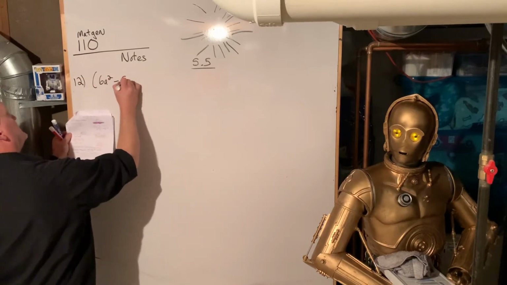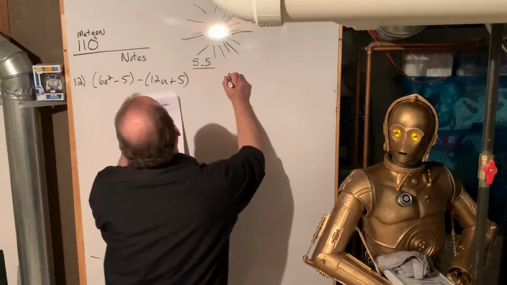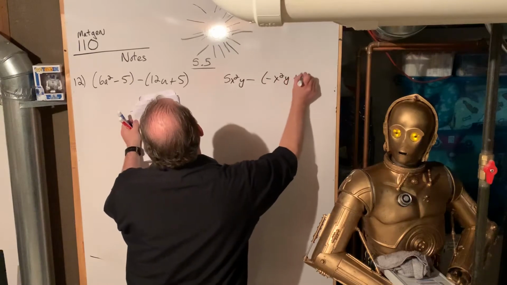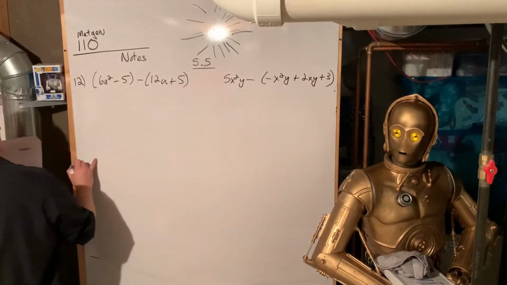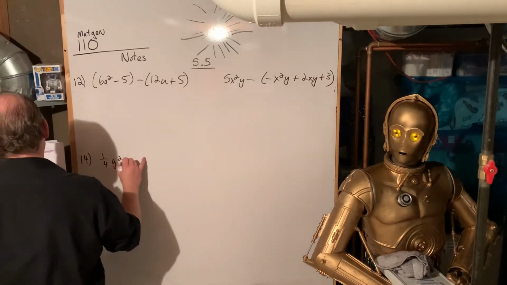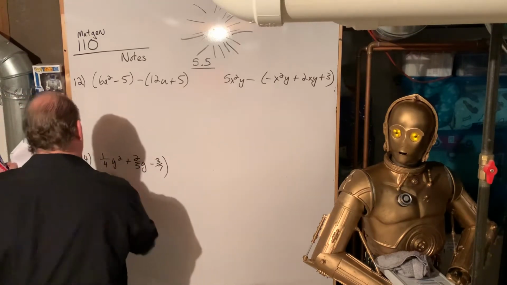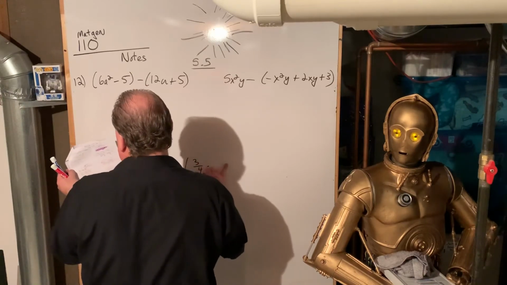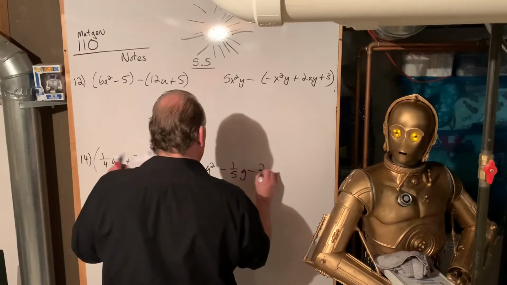6a squared minus 5 minus 12a plus 5. We got 5x squared y minus negative x squared y plus 2x y plus 3. We got, oh boy, 1/4 g squared plus 2/5 g minus 3/7 minus 3/4 g squared minus 1/5 g minus 2/7.